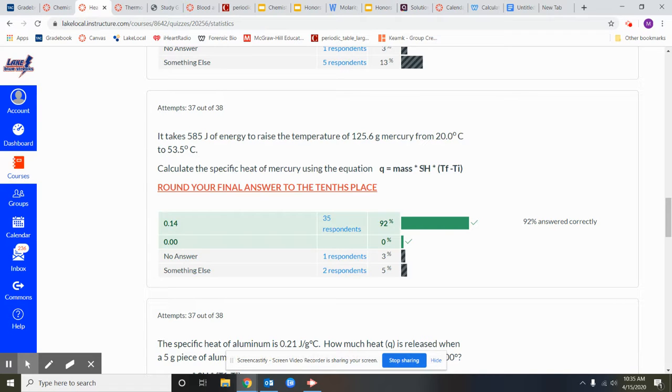Specific heat's what I'm calculating, so I don't know this right here. And then I'm going to take my final temp, which is 53.5, and subtract 20. So this number is 33.5. And when you multiply 125.6 by 33.5, and then take 585 and divide it by that number to find your specific heat, you get 0.14, which is joules per gram degree Celsius.